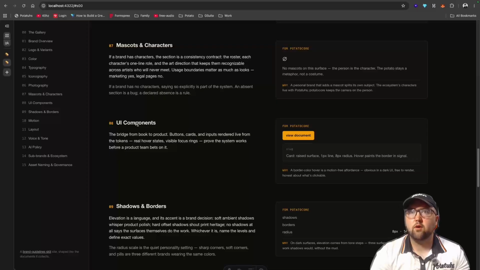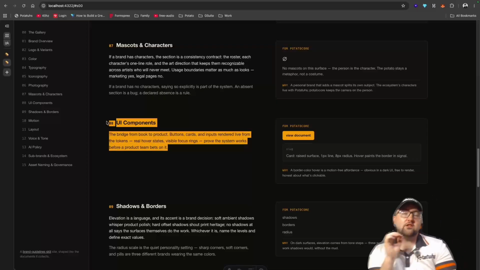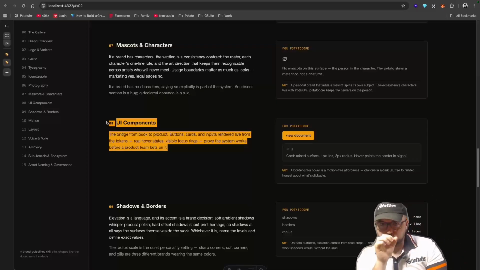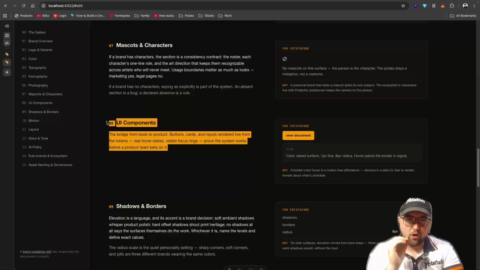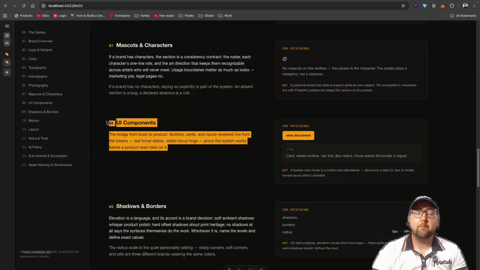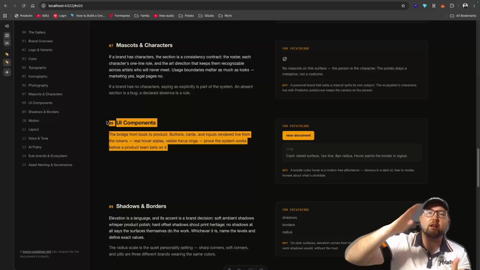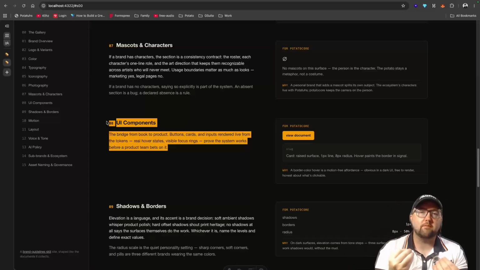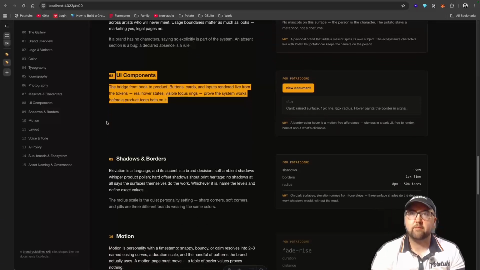Prove the system works before a product team bets on it. Now, that's UI components, right? User interface. This exists for all products, not just digital products. Everything's got a user interface, but there's also a user experience. So balancing both of those things, I think the user experience is encompassed by this entire brand guidelines document, trying to curate something for people. So be thoughtful and intentional about the decisions you're making here.